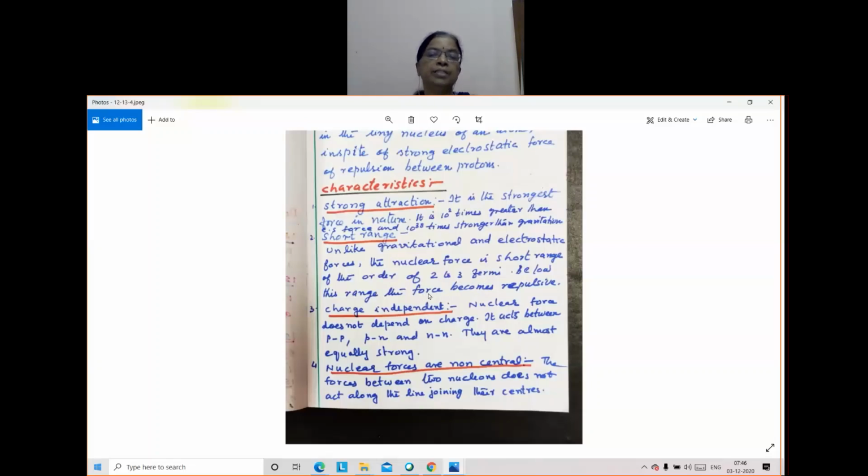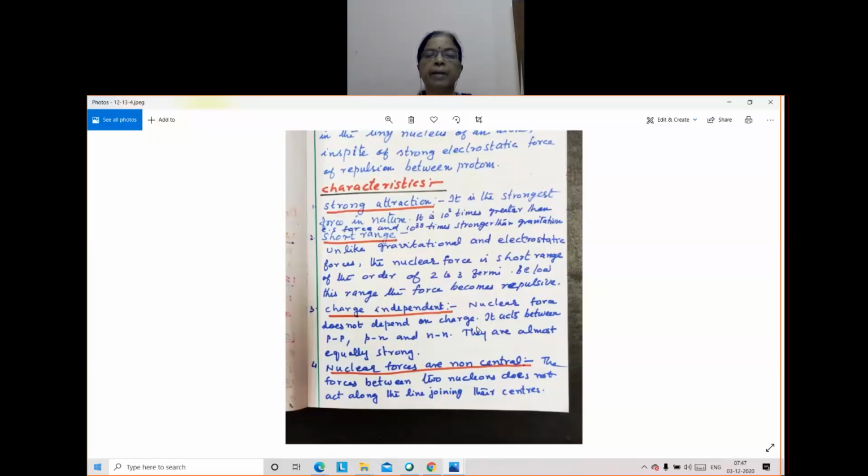Below this range, the force becomes repulsive. That we will explain in the graph. Below this 2 to 3 Fermi, it becomes repulsive. That means they will repel, and the nucleus will break. When the distance is less than 2 Fermi, okay, that I will explain with the graph.